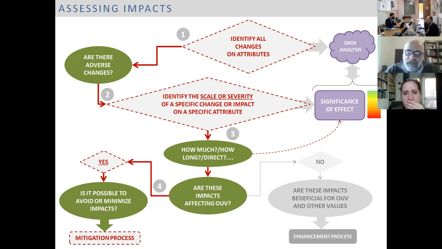The next step, once we have this whole table filled in, I call it a table, but it could be different tables for different aspects, is to think about how much is impacted, how long, and whether the impact is direct or indirect. We will see in the next slide all the different kinds of questions that we can ask. And the very last question is, once we have all the data collected and organized in a very clear way: are these impacts affecting the OUV? The answer could obviously be yes or no.